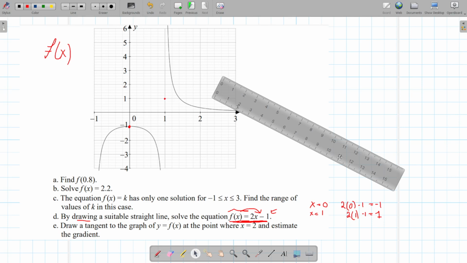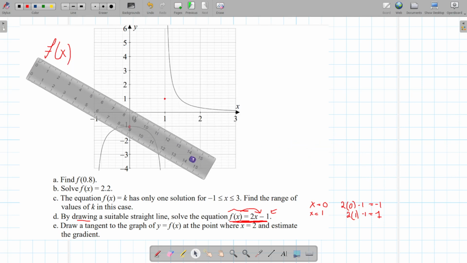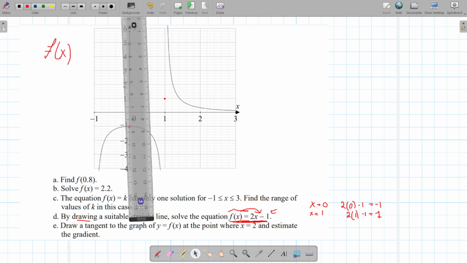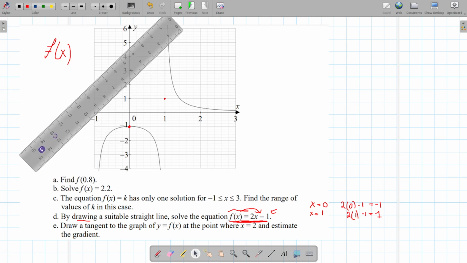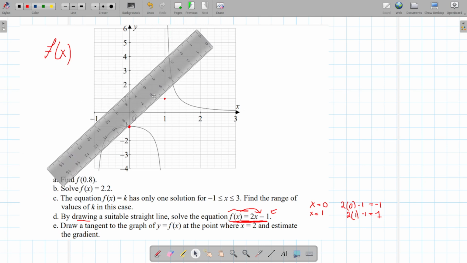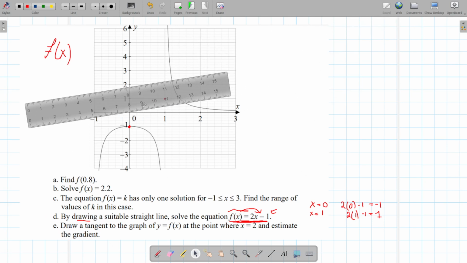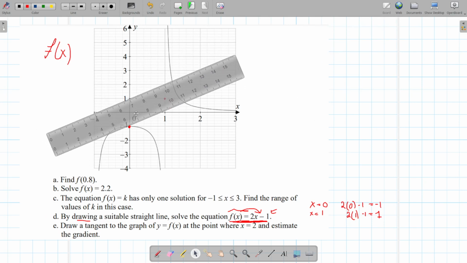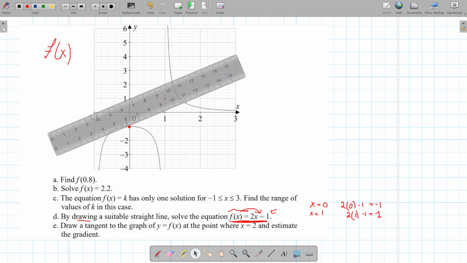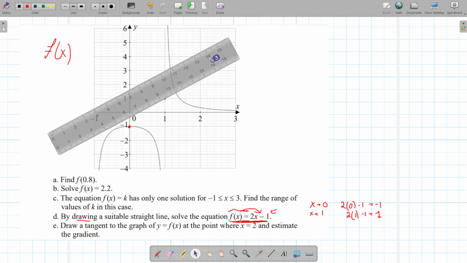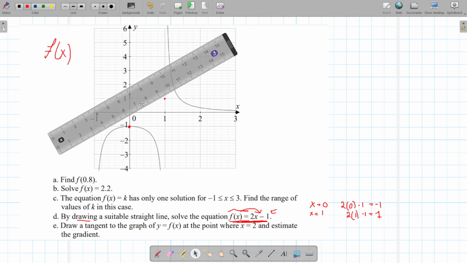Take your ruler. Let me hold up. No, hold up. I need to rotate it. Okay, like this.